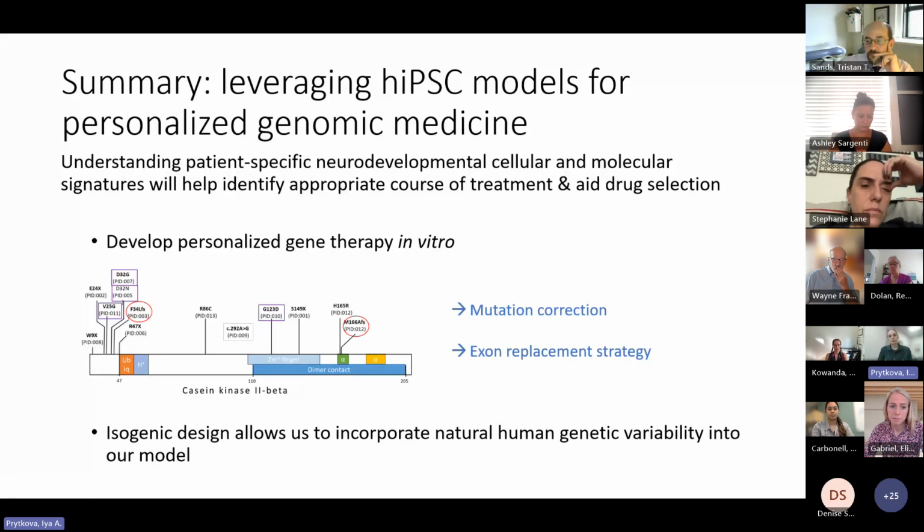And then finally, the real power of this approach is the isogenic design that allows us to build in the natural human genetic variability into our model and hopefully make our research translational.